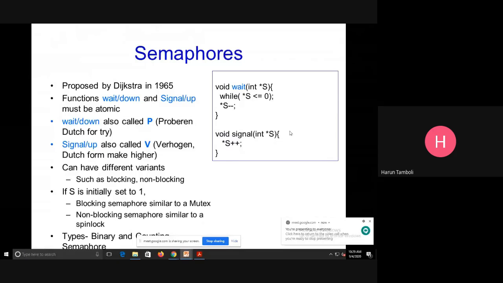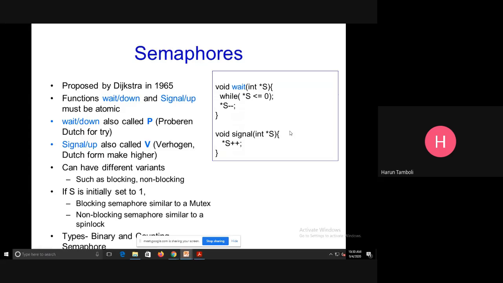If the while condition becomes true, we have seen in the mutex that the mutex blocks itself, and after some time it can be awakened by the current process. So a similar kind of technique we can implement here also. So a semaphore also can be blocking.